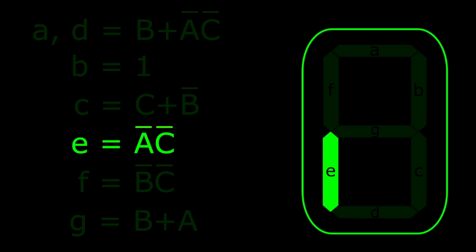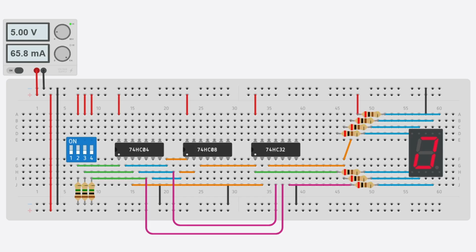So the logic we created for segment E states that E is equal to A bar and C bar. So we just need to drive this segment from the output of an AND gate fed by our inverted A and C inputs. However, as we can see, we've already created this particular AND function in the logic for segments A and D. So we can simply piggyback off the output of this AND function that we already created and connect it directly to our E segment as shown in green.